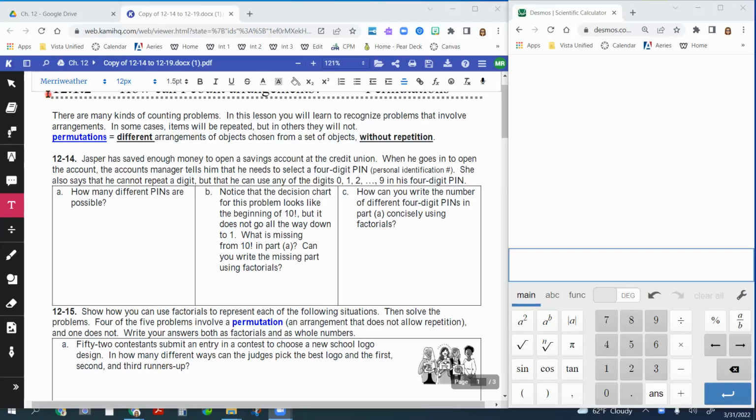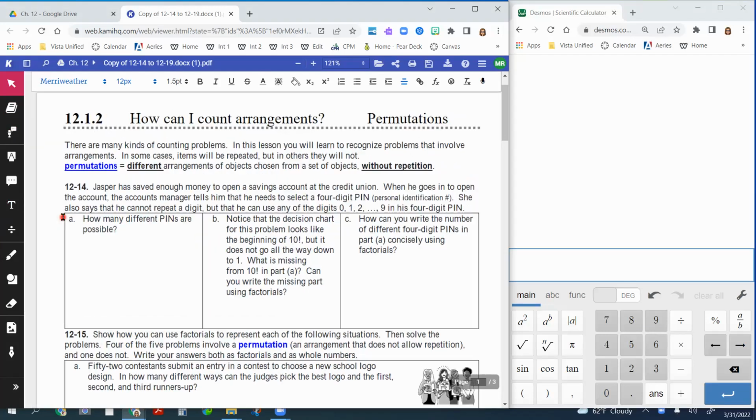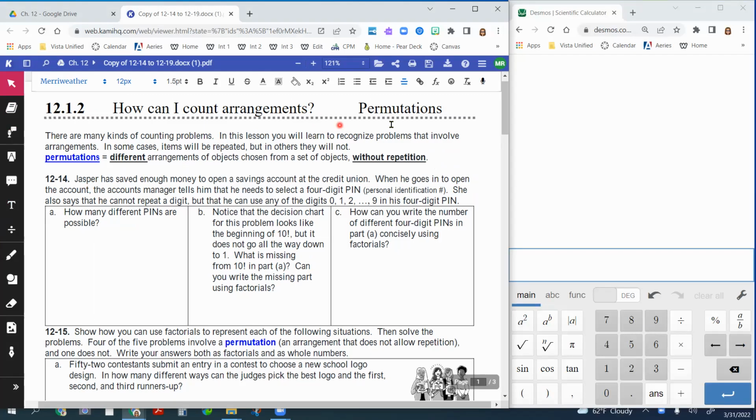So this video is on classwork, chapter 12, classwork number 2, 12-1 to 12-14 to 12-19. So in this situation, we're learning about something called permutations. How can I count arrangements?